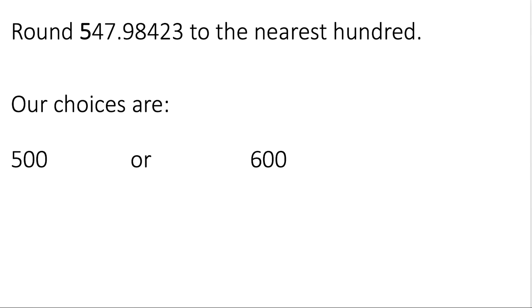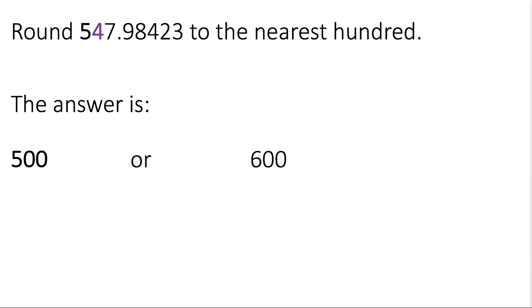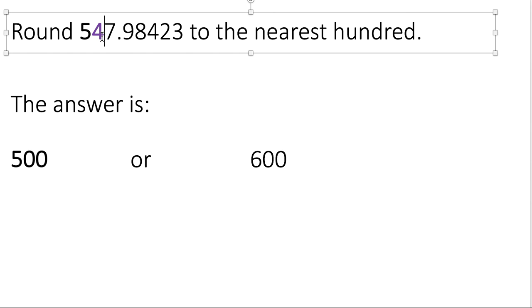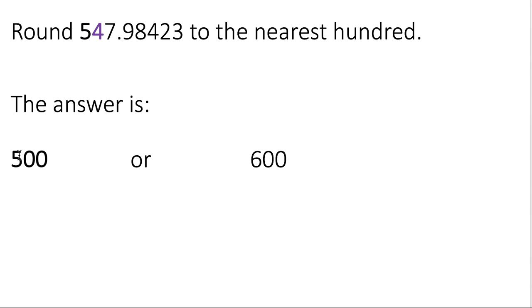In fact, the only thing we need to look at is that 4, the digit 1 to the right of the place we're rounding to. So 547 is not halfway to 600. Halfway to 600 would be 550, and at that point we would round up to 600. But it's not at 550. It's only at 547, so it's closer to 500 than 600, and the answer, when we round to the nearest hundred, is 500.